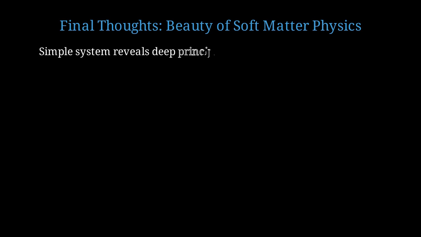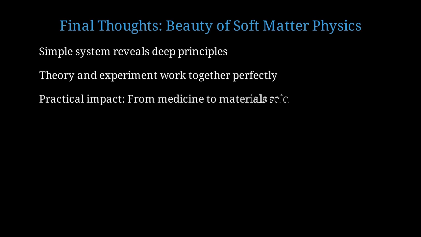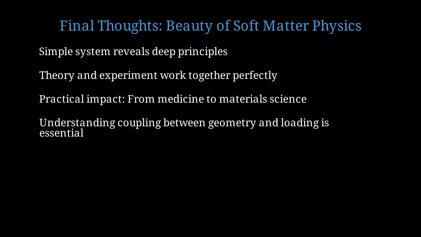This paradox beautifully illustrates the richness of soft matter physics. A seemingly simple system, a spherical shell under pressure, reveals deep principles about path dependence and constraint-driven mechanics. Theory and experiment work together perfectly here, each illuminating the other. The practical impact spans from medicine to materials science, affecting how we design everything from drug delivery systems to protective coatings. Understanding the coupling between geometry and loading is essential for predicting and controlling the mechanical behavior of complex systems.